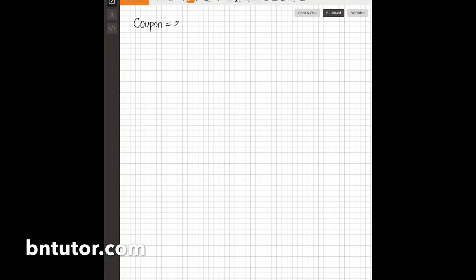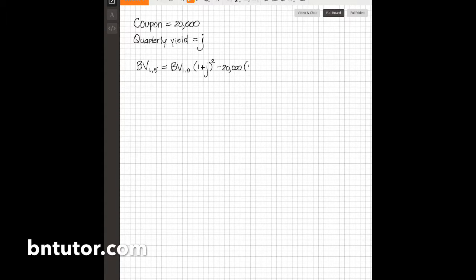We start by noting that the coupon of 2% of $1 million is $20,000. And we want to know what the quarterly yield rate of the bond is. We'll call that j. We'll take advantage of the fact that book values accumulate over time. So the book value at time 1.5 years is equal to the book value after 1 year if it had accumulated for 2 quarters at the rate j, and then subtracted off the value of 2 of the $20,000 coupons.